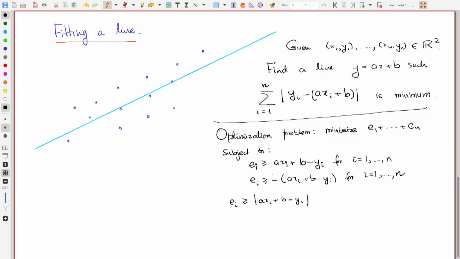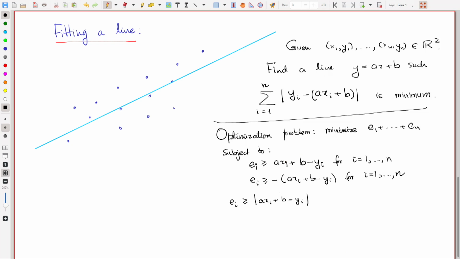Okay, the x_i, y_i are fixed quantities, they are the points that were given. And in an optimal solution, e_i should be less than or equal to in the first inequality. The absolute value of e_i should be greater than or equal to. So, in the second one it should be less than or equal to, you are right.